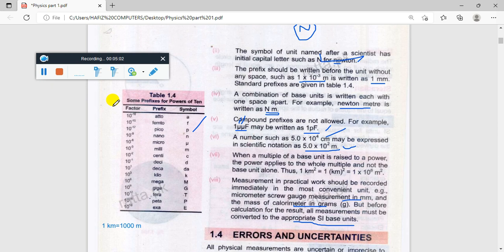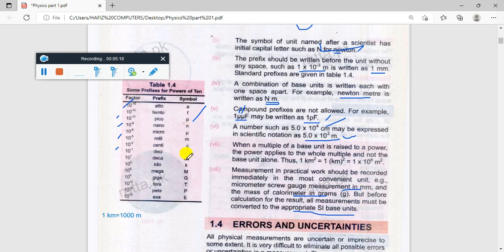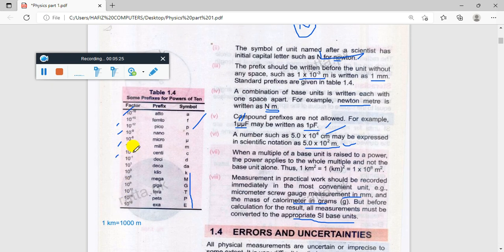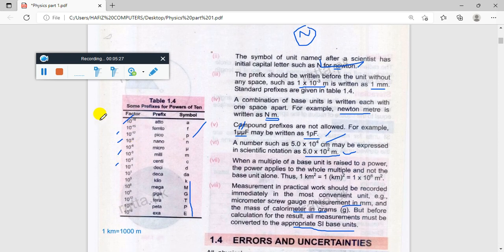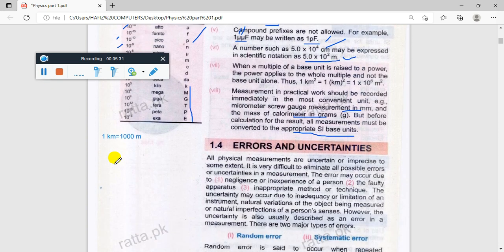This is a table of some prefixes for powers of 10, like atto, femto, pico, nano, micro, milli, centi, deci, deca, kilo, mega, giga, tera, peta, exa. These are the symbols of these prefixes, and these are their factors. So these are all important MCQs. We will continue from the next video with errors and uncertainties.